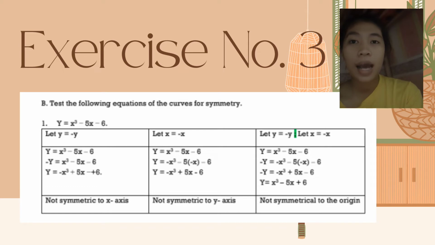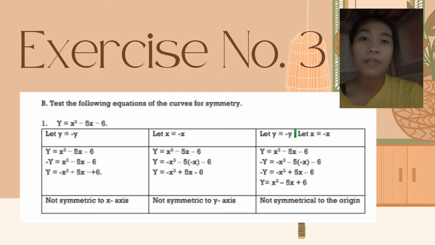So, it says not symmetrical to the x-axis. Sa column B naman, let x equals negative x. So, y equals x cubed minus 5x minus 6. y equals x cubed minus 5 times negative x minus 6. So, y equals x cubed plus 5x minus 6. And it says not symmetric to the y-axis siya.